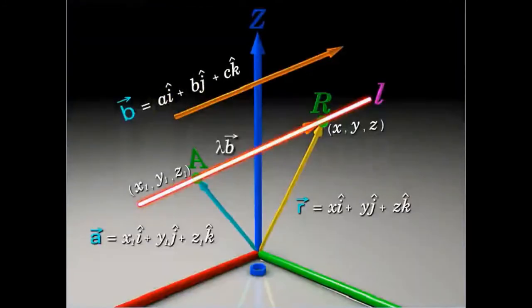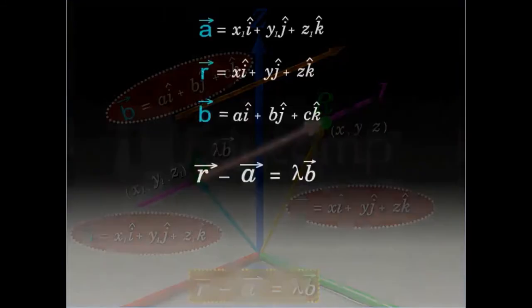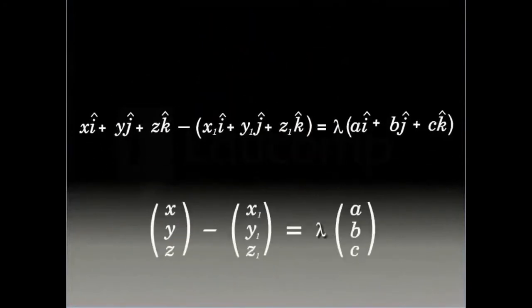If a, b, c represent the direction ratios of the line, then the vector parallel to it can be represented as the sum of vectors a i cap, b j cap and c k cap. Substituting these values in the equation, vector R minus vector A is equal to lambda times vector B, we get this equation. We can also use column form for vectors.